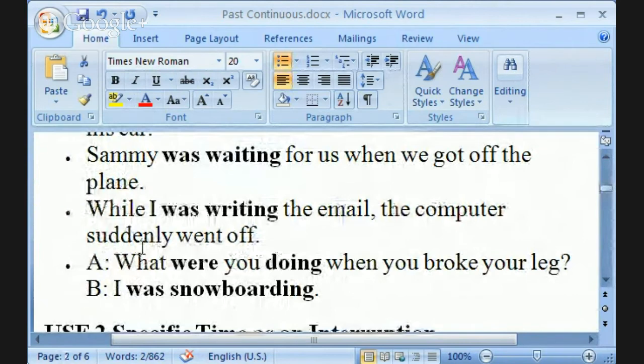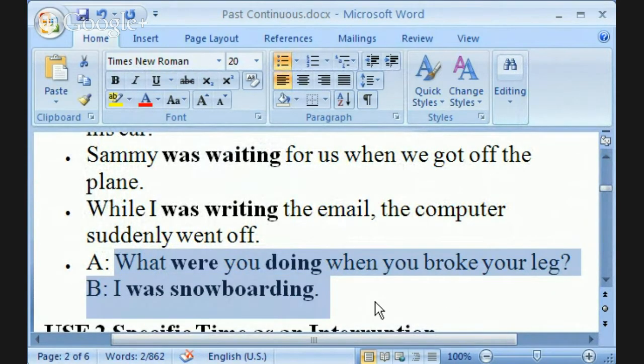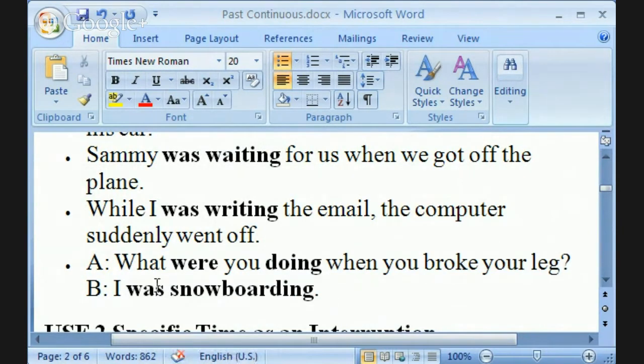All right. What were you doing when you broke your leg? Notice that in the dialogue example, I don't necessarily have to refer to the interrupted action because it's already been spoken. We know that we're talking about when you broke your leg. A responds just with the present continuous. It's already well understood that he means I was snowboarding when he broke his leg.